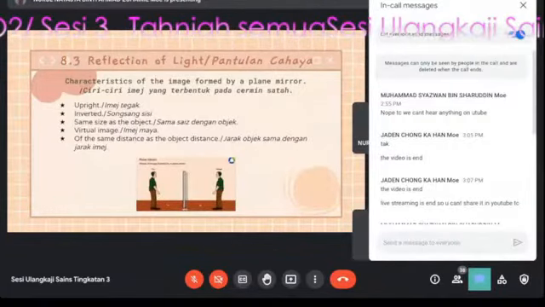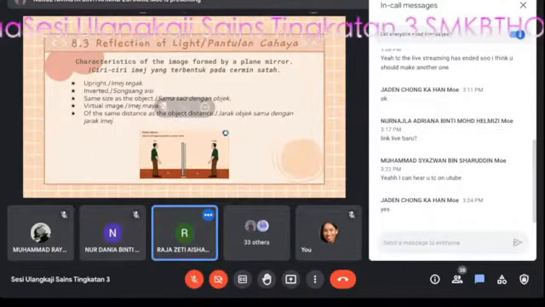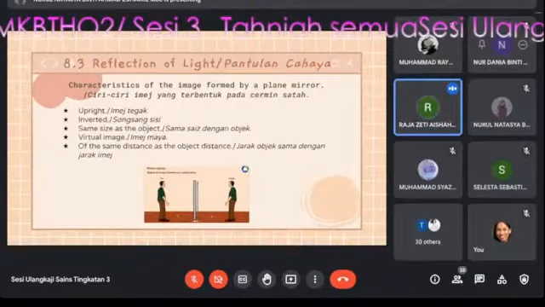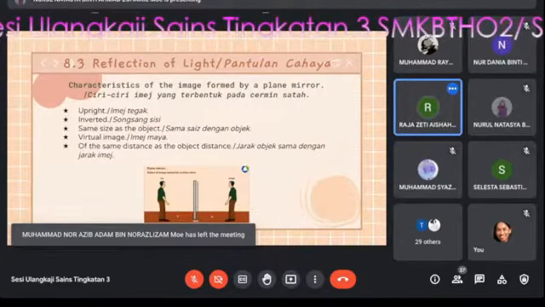So here are the characteristics of the image formed by a plane mirror. Firstly, it is upright. It is also laterally inverted, the same size as the object, a virtual image, and it is formed at the same distance as the object distance.